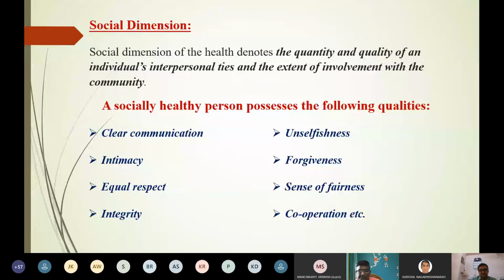The integrity, unselfishness, the forgiveness, above all, the forgiveness. As it is said, the one who forgives is the master. He can only feel the ultimate happiness. There is nothing in taking revenge, but if we can forgive somebody, it gives equal happiness to both the parties. And then the sense of fairness and cooperation, etc., all come in different aspects of our life. So these are the qualities possessed by a socially healthy person.